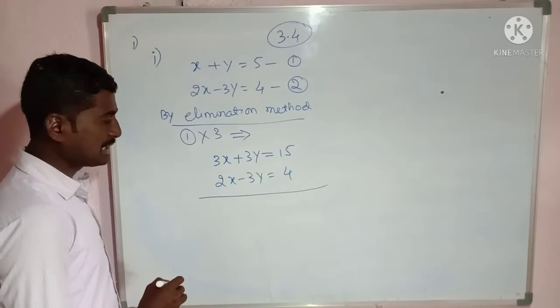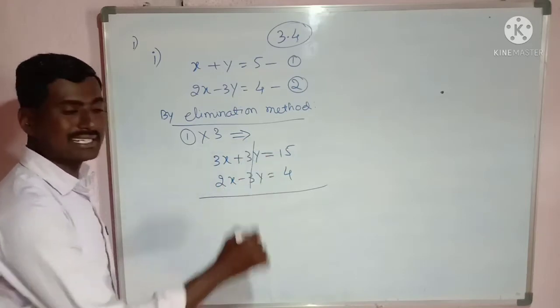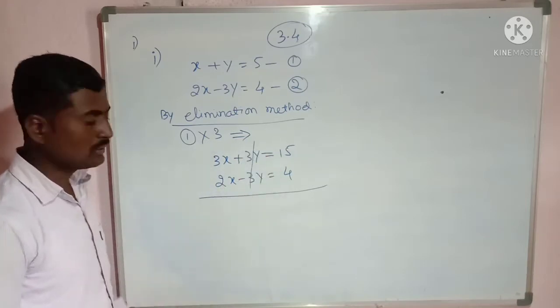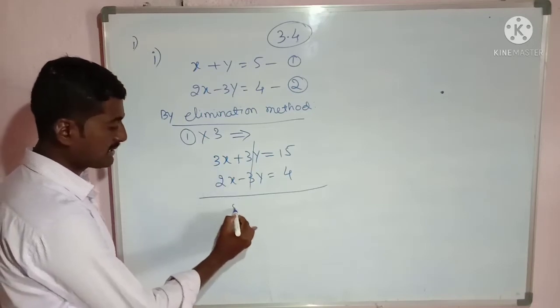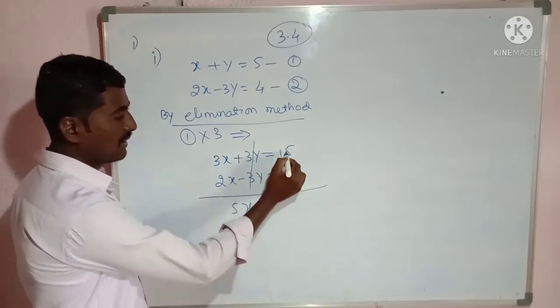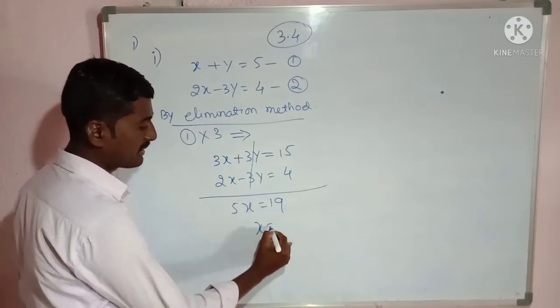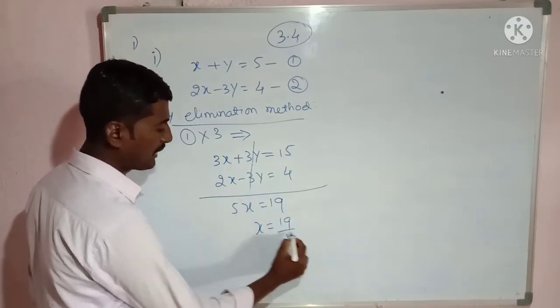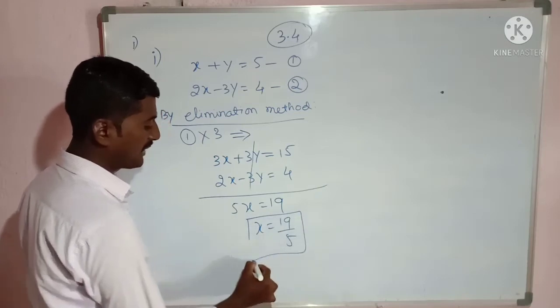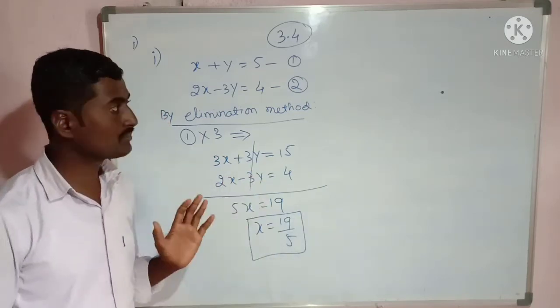Now let us add these two. Plus 3y and minus 3y will get cancelled by adding these two. 3x plus 2x is 5x. 15 plus 4 is 19. So x equal to how much? 19 divided by 5. So we got the value of x as 19 by 5.